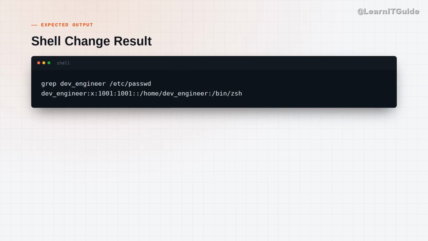The last field in the user entry should now point to the new shell path. If it still shows bash, the change was not persisted. Always double-check your entries in this file, as a typo here can break system login services.